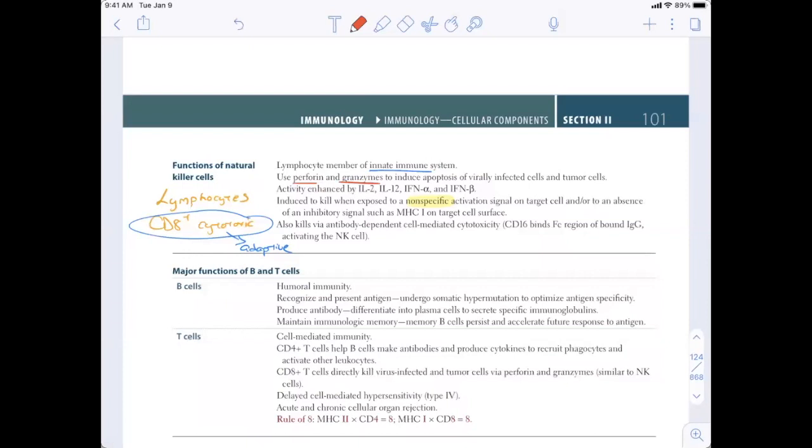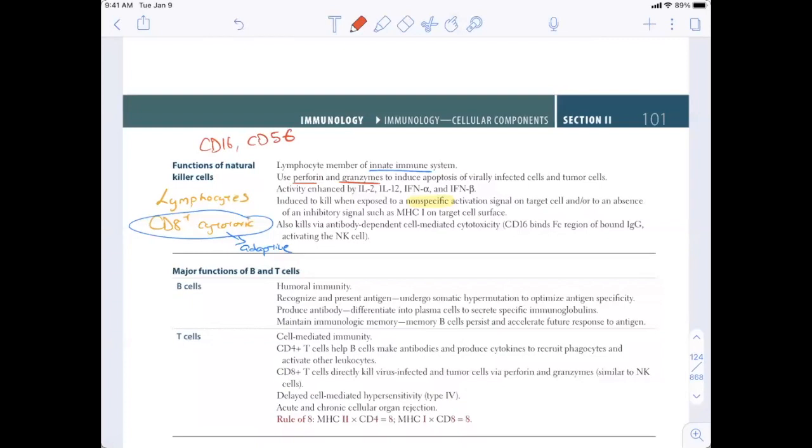So remember that. And then in terms of activation, it's activated by your interferons, alpha and beta, and your interleukins 2 and 12. So easy to remember this one: 2, 12, alpha and beta, okay. And then also, the other thing to remember about this is the CD markers, the cluster of differentiation markers. The CD markers for natural killer cells are CD16 and CD56. Okay, so CD16 and CD56 will be the CD markers for your natural killer cells.